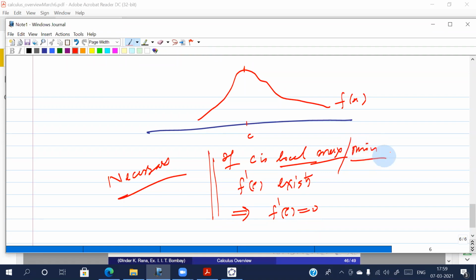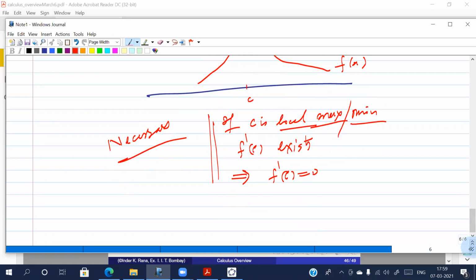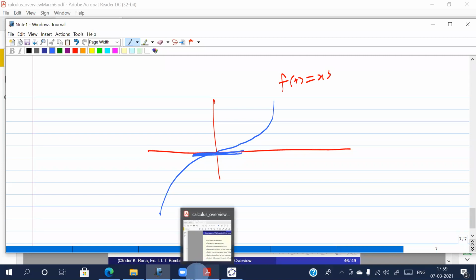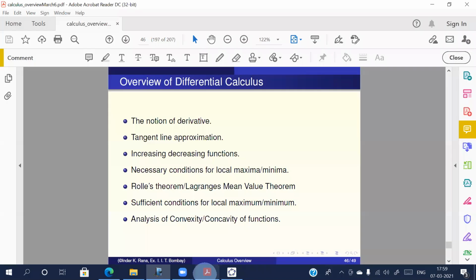In general, given a function, for example, if I look at the function f of x equals x cube and look at its graph, the graph will go like this, and at the origin there is a horizontal tangent, so the derivative is equal to 0. So that is only a necessary condition. It is not sufficient. Derivative equal to 0 does not say that the function will positively have local maxima or local minima at that point.